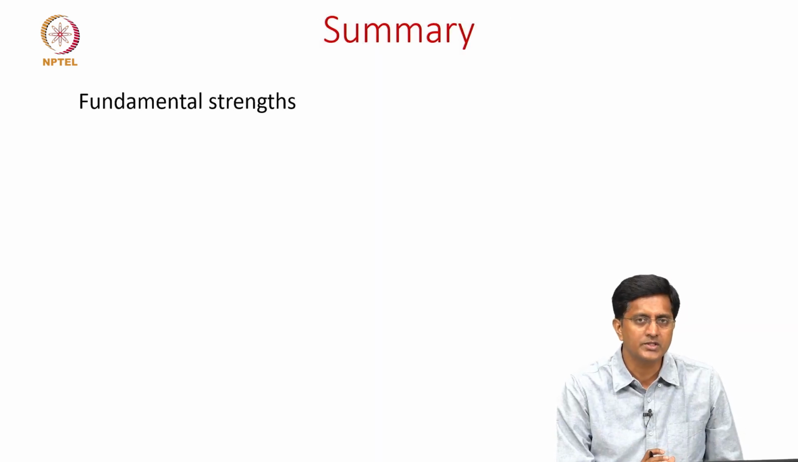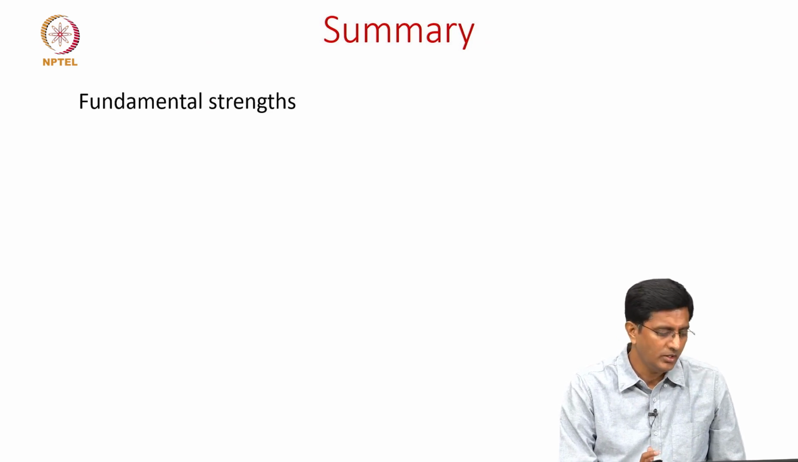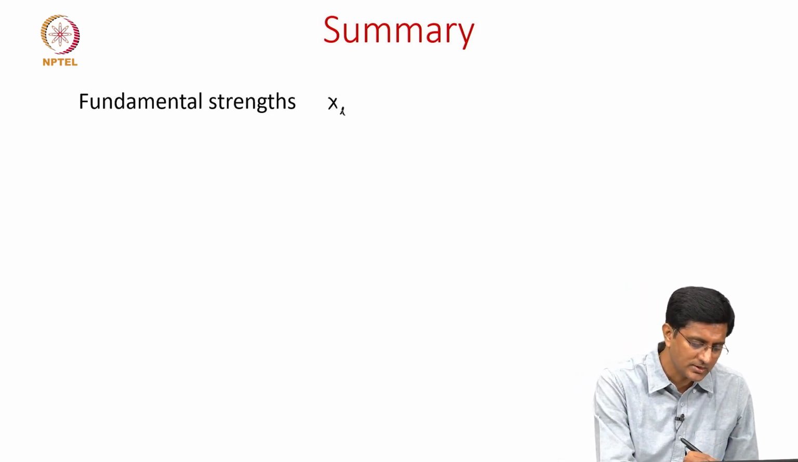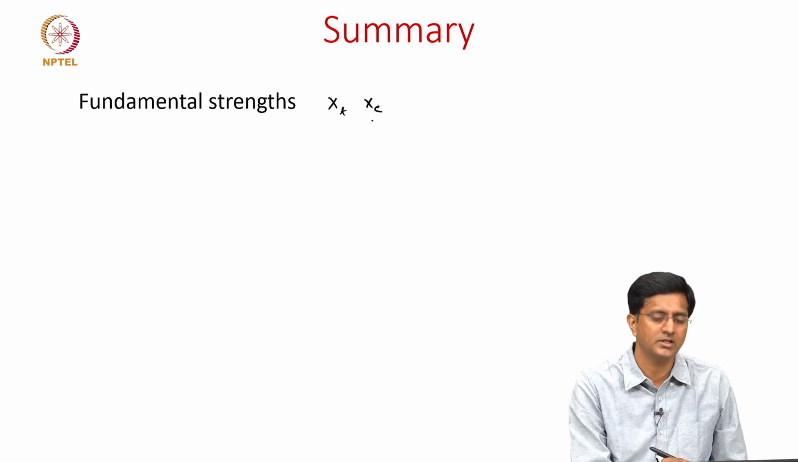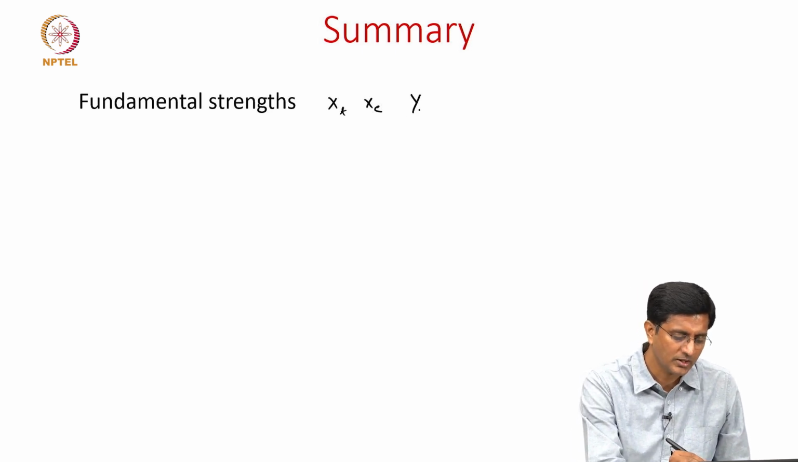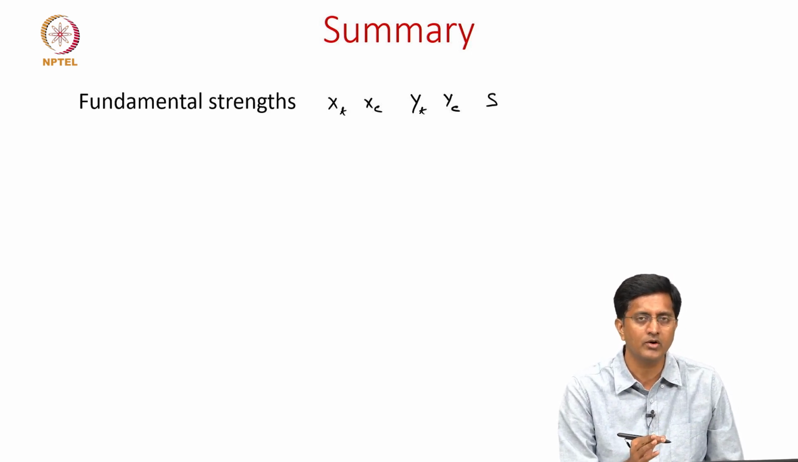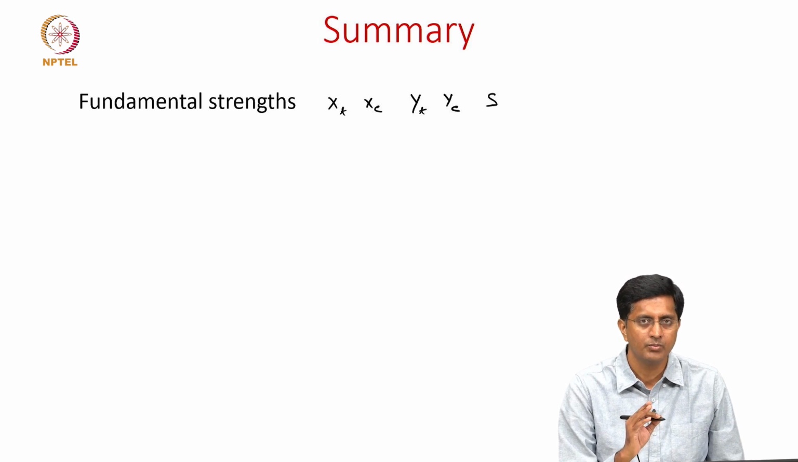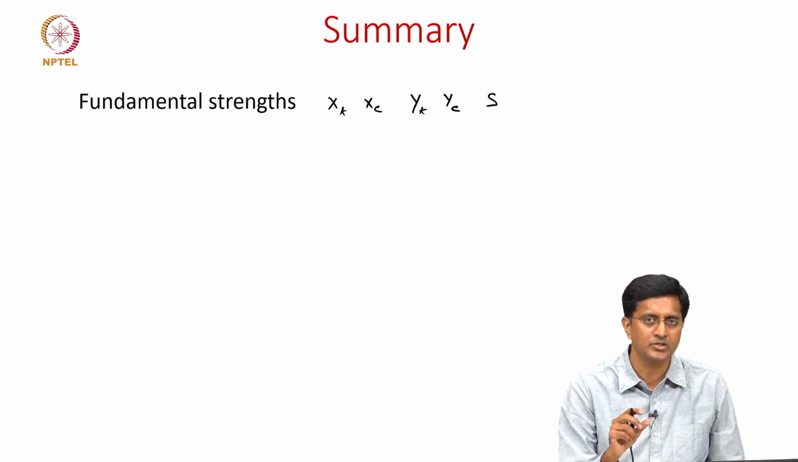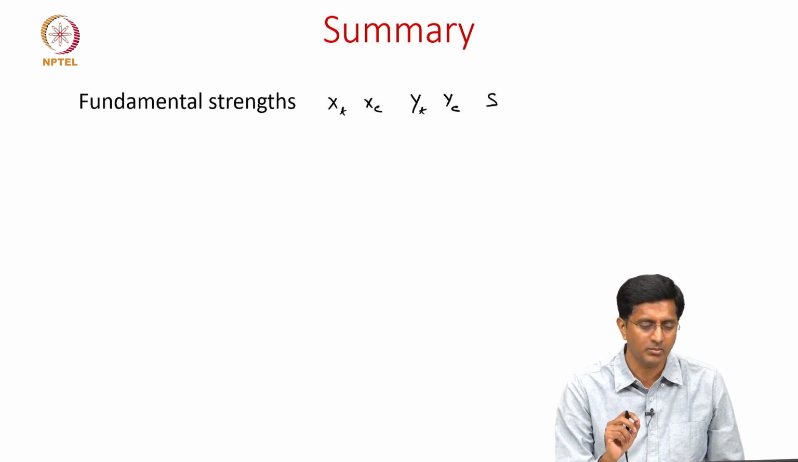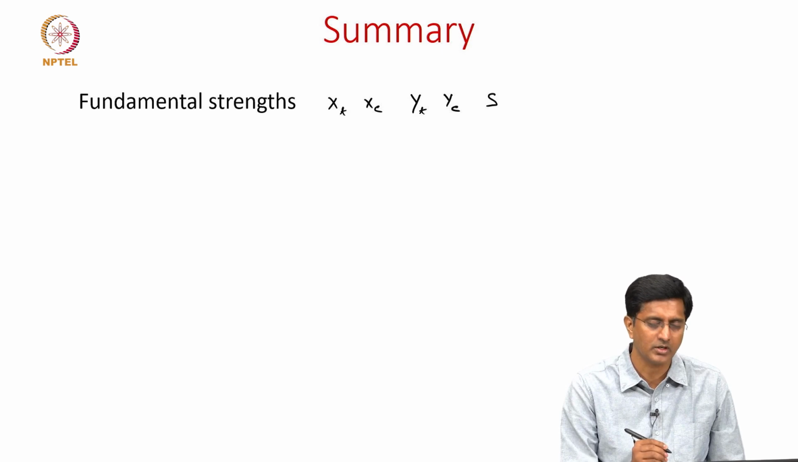So let's summarize what we have discussed in this video. We introduced some fundamental strengths for composites, namely XT and XC. These are the axial strengths in tension and compression. Similarly, the transverse strengths in tension and compression are YT and YC, and S is the shear strength. Here we are only looking at one component because if you are applying a pure shear to a composite or a lamina, then whether you apply the positive or the negative shear, both will end up with the same value because the sign doesn't matter. But this is only for the pure shear that we are applying.